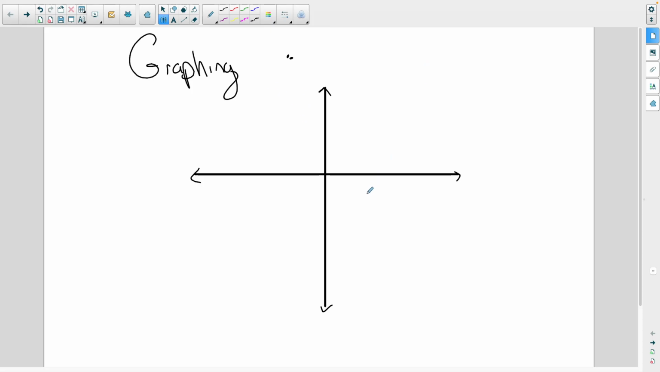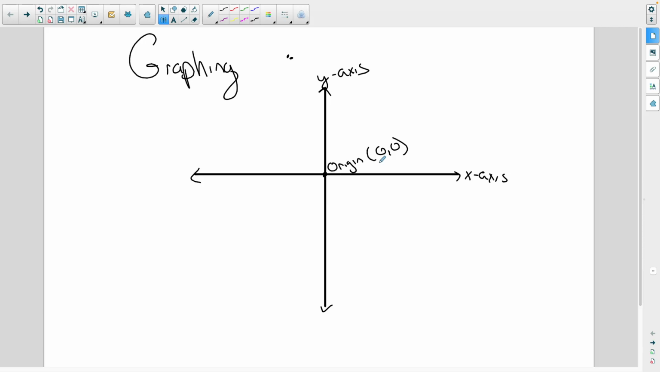First of all, we should know that this line here that's horizontal is our x-axis. This line going vertically is our y-axis. And then another important thing is right here where they intersect. This is called our origin. And what's important about that is it has a coordinate point of 0, 0.